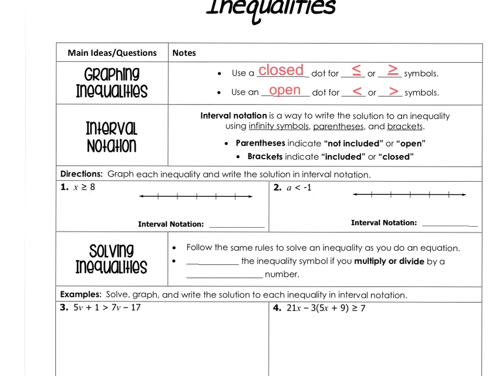Okay, the first thing I want you to notice is that we filled in these words here for the notes page for inequalities. So you use a closed dot for less than or equal to or greater than or equal to. So it's the equal to signs that cause you to use a closed dot. And then you use an open dot if it's just a less than or if it's just a greater than symbol. So the open dot means that the values are not included. So that's why there's no equal to sign. The closed dot means that the value is included, which is when we see an equal to sign.